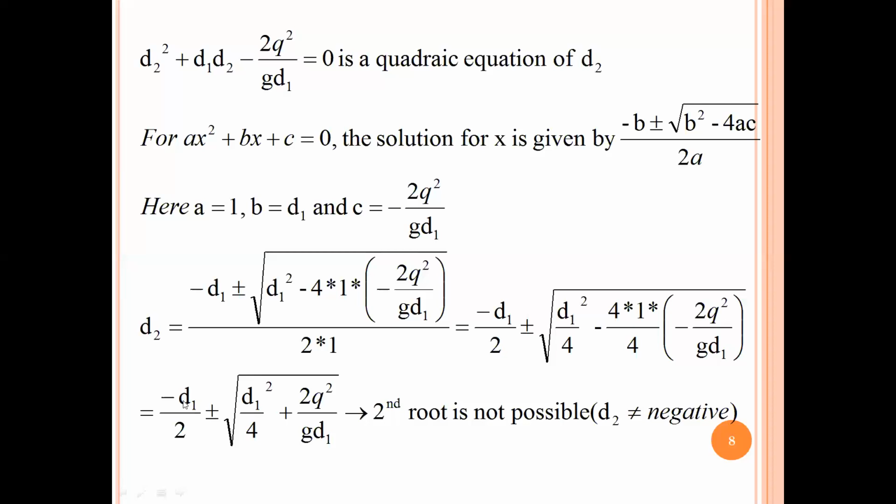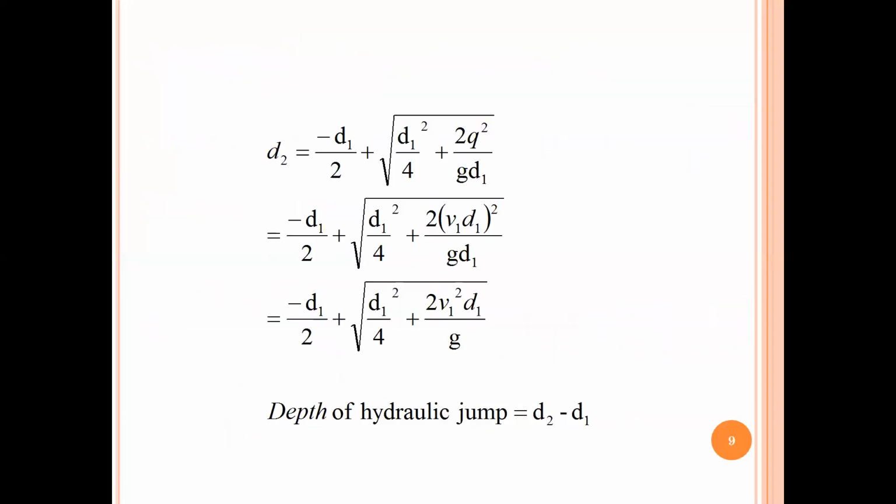Now there are two values, whenever we have a quadratic equation. The second value is minus and minus, and we can't have a negative depth. So only my first root is possible, which is minus d1 by 2 plus root of d1 square by 4 plus 2q square by g d1. Why? Because if I have minus on both sides, it's a negative depth, which is not possible. So I have only one equation: d2 is equal to minus d1 by 2 plus root of d1 square by 4 plus 2q square by g d1.